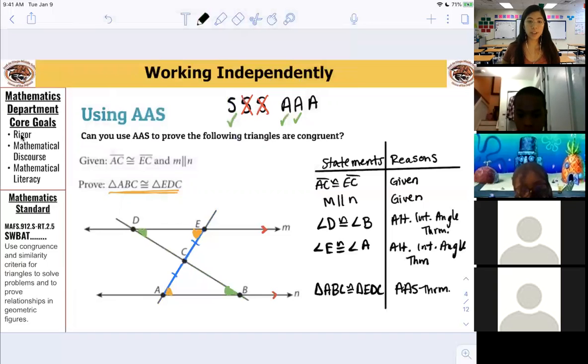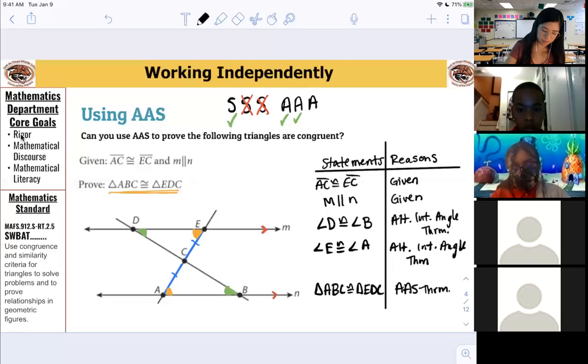Okay, good point, Jalen. Jalen makes a point though. You might have made a typo, but could you possibly also do ASA? Which angle is missing in order to do ASA? ASA. Jalen, which angle do I need in order to do ASA? It's okay, Jalen. Which angle would I need in order to do ASA?